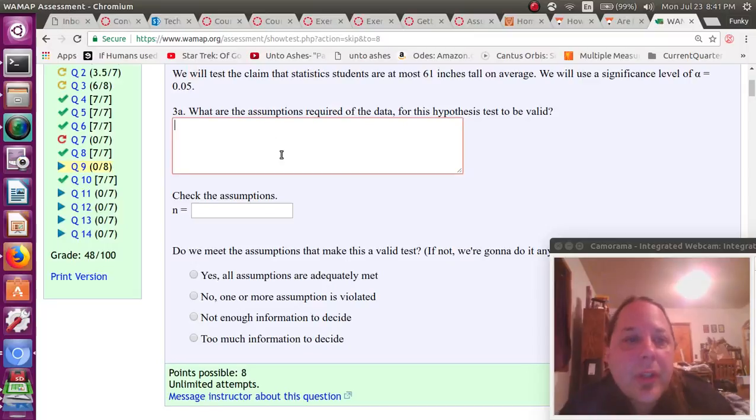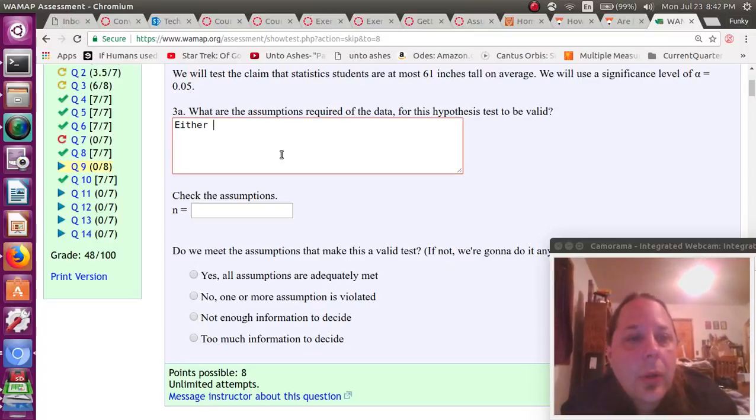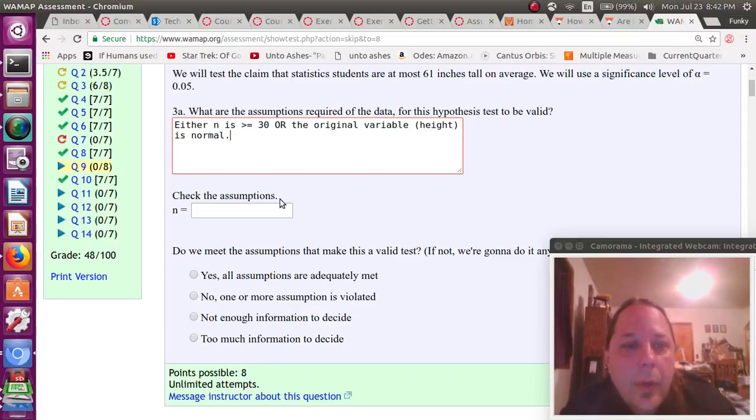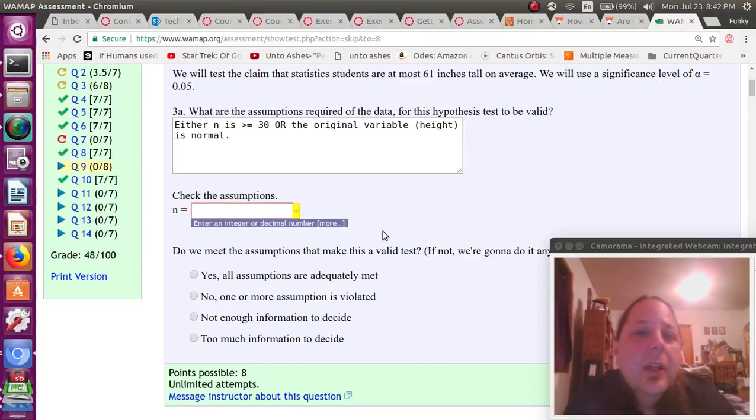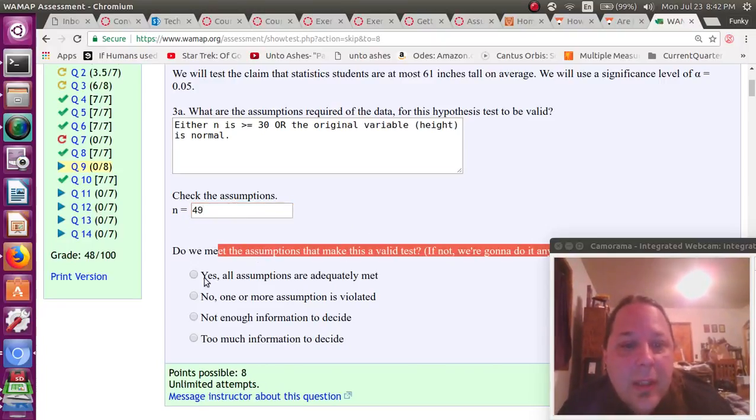So what are the assumptions? There are two options. Either n is greater than or equal to 30, or the original variable, which in this case is height, is normal. Either of those is okay. Check the assumptions, so I need to know what n is. N is 49. So that's bigger than 30. Do I meet the assumptions? Yes.